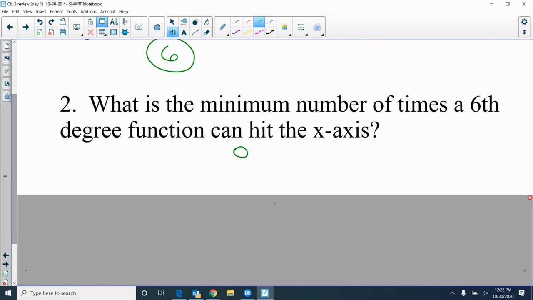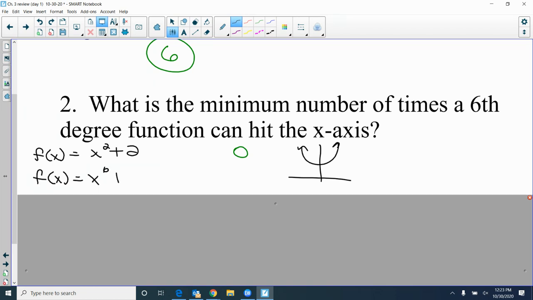Alright, here's why. Listen up. Think about a quadratic. You got f of x equals x squared plus 2. Just make it x to the 6, so f of x equals x to the 6 plus 2. It'll look the same, it's just been moved up. So anytime you shift an even function, it can be shifted up.